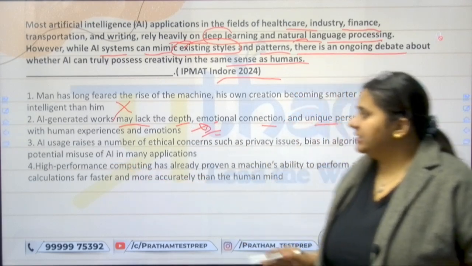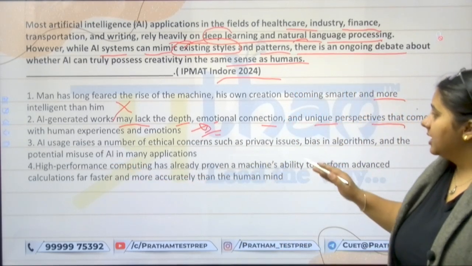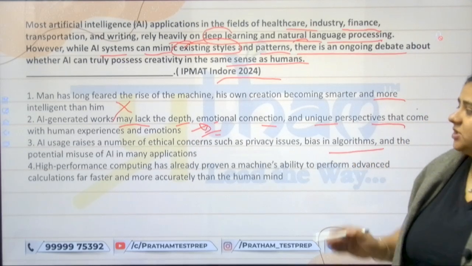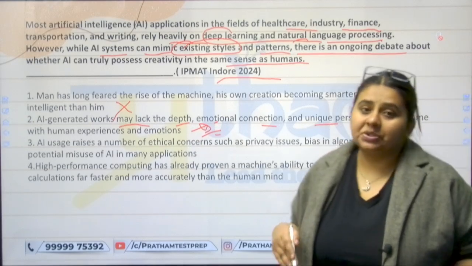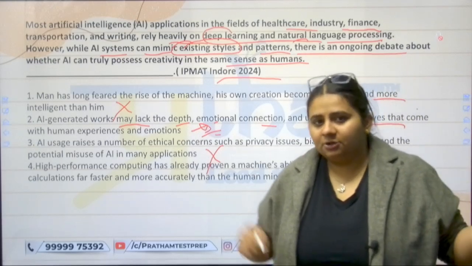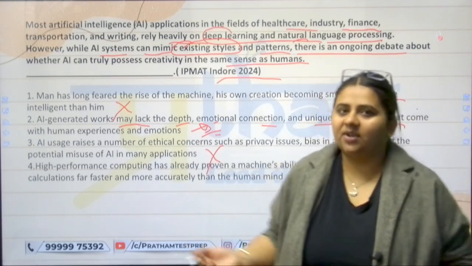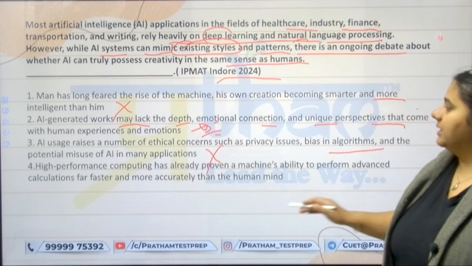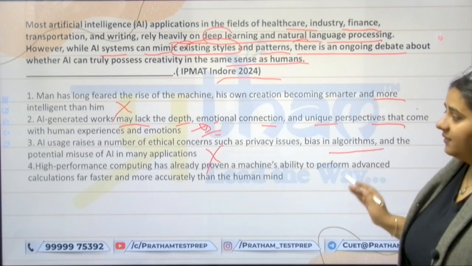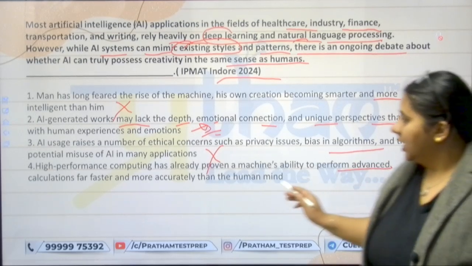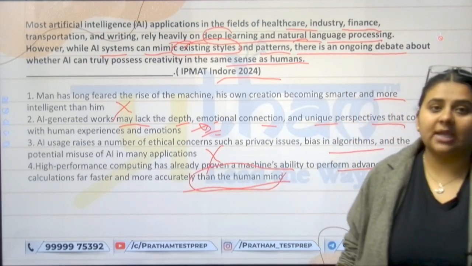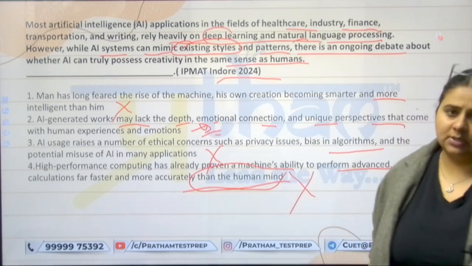AI usage raises a number of ethical concerns such as privacy issues, bias in algorithms, and the potential misuse of AI in many applications. This will not be my answer. This talks about some other ethical concerns, privacy, and everything. High performance computing has already proven a machine's ability to perform advanced calculations, faster and more accurately than the human mind. So it's talking about calculation. Will not be my answer.